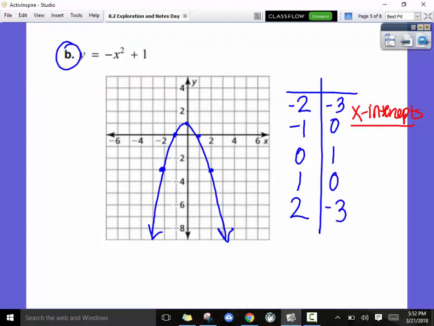Okay, for B, you should have something that looks like this. And it's very easy to see the x-intercepts right here. I have one at negative 1, right there, and I have one at positive 1. So my x-intercepts would be (-1, 0) and (1, 0).